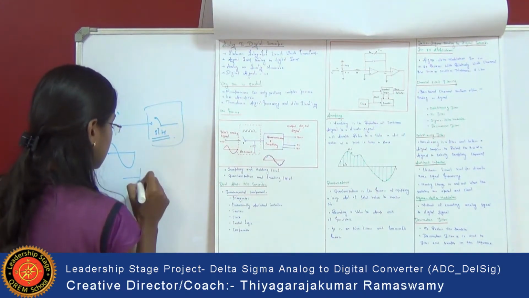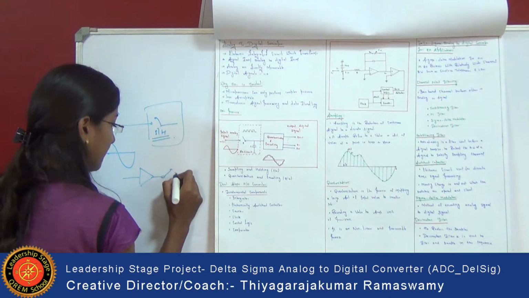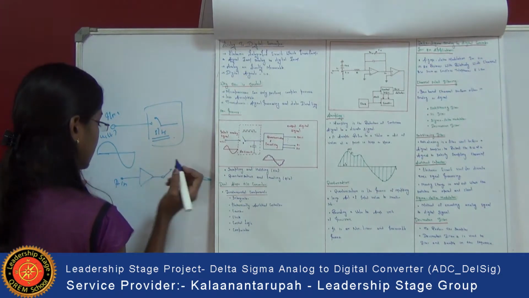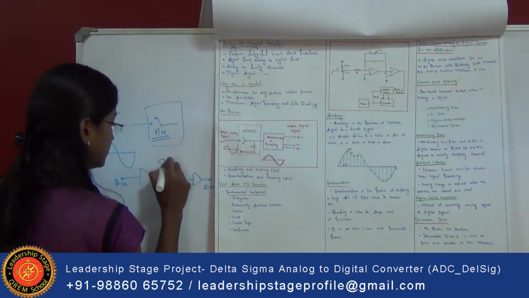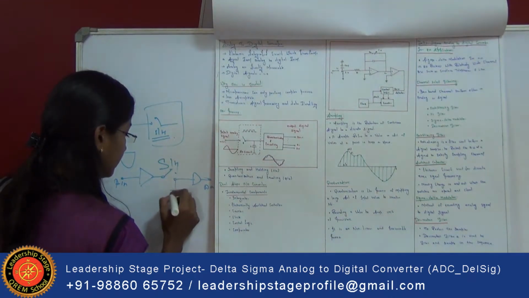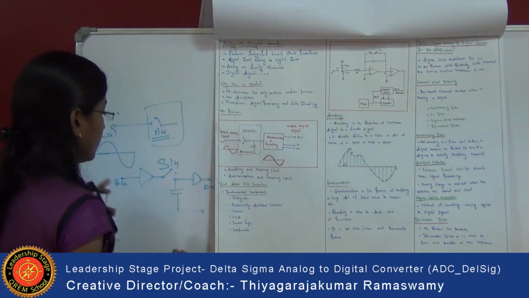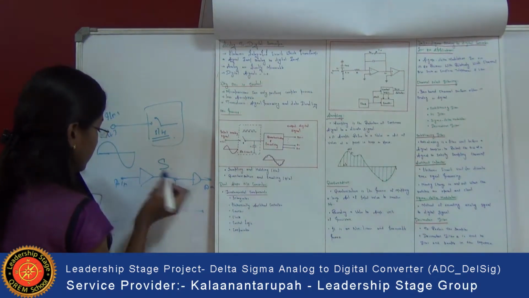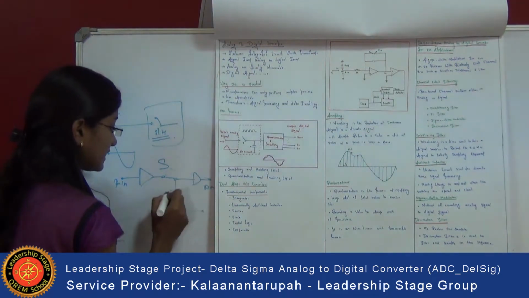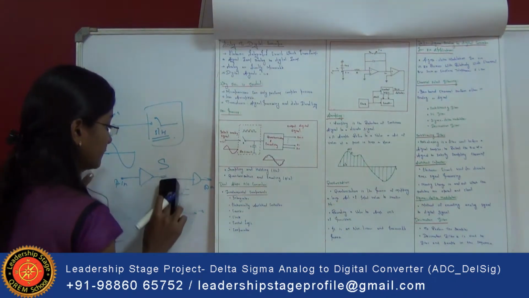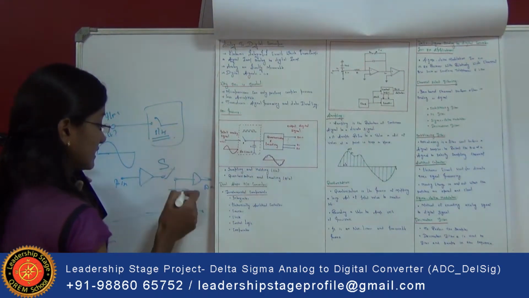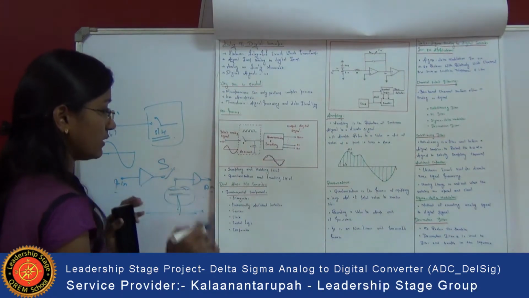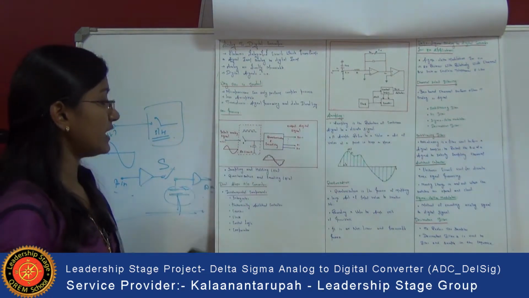Now I am going to draw the sample and hold circuit. This is A in, that is the amplifier input. This is the amplifier output. This is sample and hold. Here we are going to connect the capacitor. Once the switch gets closed, the input voltage flows through this switch and the capacitor gets charged. Once the switch gets opened, the capacitor holds the charge and doesn't pass any charge over here. This is the function of the sample and hold circuit.